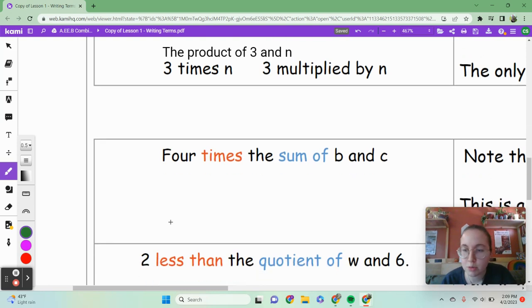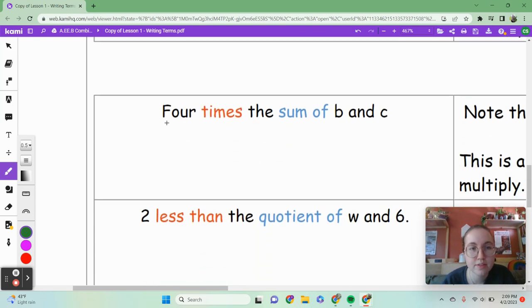Our next ones, if we're going to be adding in more pieces, we're going to be making our expressions longer. If I have 4 times the sum of b and c, I have 4 times, but when I see the sum of or the quotient of, anything with of after it, that's going to mean I'm looking for parentheses. So we want to start with the parentheses, just like when we're writing our order of operations. Sum of b and c, so sum means addition, so we add our b and our c together. And now we can say 4 times that. So we have a 4 in front, that invisible multiplication, so 4 times the sum of b and c.